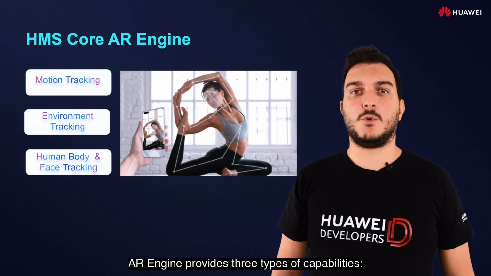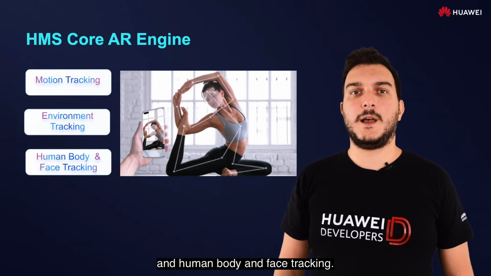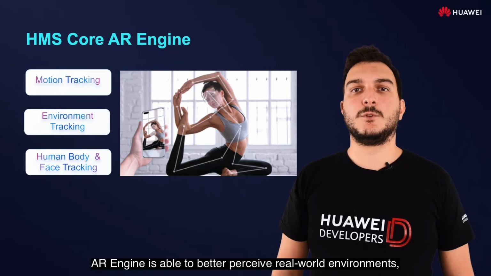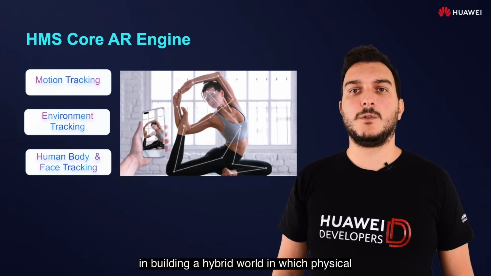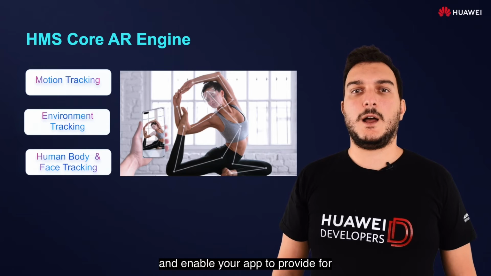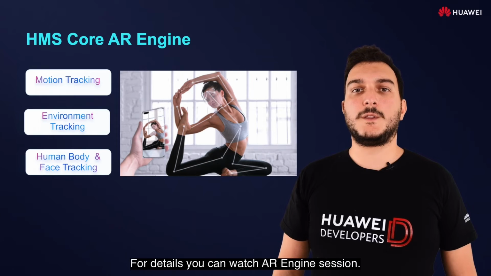Currently, AR Engine provides three types of capabilities: motion tracking, environment tracking, and human body and face tracking. Thanks to these capabilities, AR Engine is able to better perceive real-world environments in building a hybrid world where physical and virtual objects interact seamlessly, enabling your app to provide seamless virtual-physical convergence. For details, you can watch the AR Engine session.